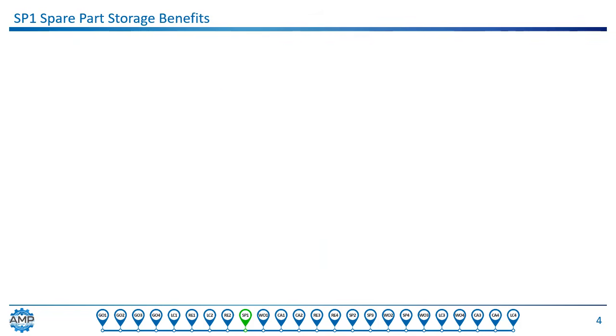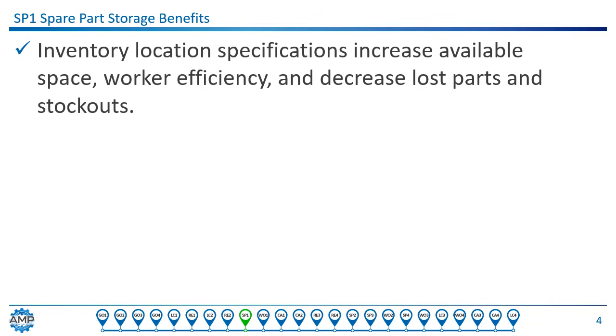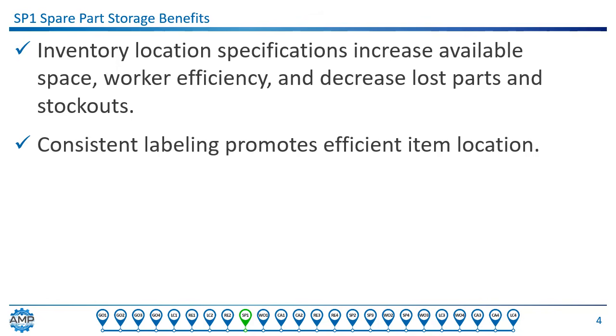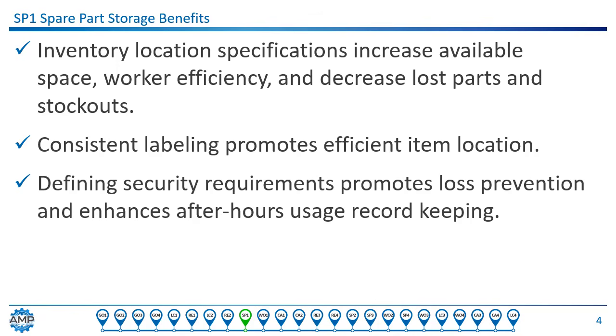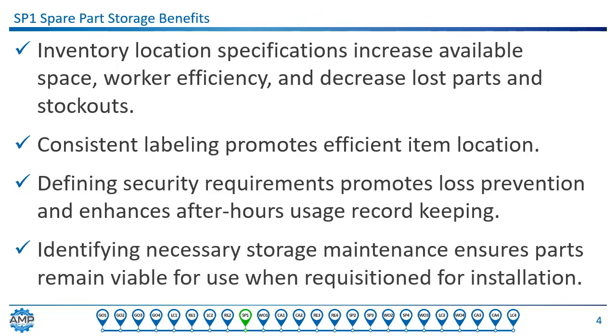Spare part storage provides us with several benefits. Having rules around where and how spare parts are stored increases available space and worker efficiency, while decreasing lost parts and stockouts. Consistent labeling promotes efficient item location. Defining security requirements promotes loss prevention and enhances after-hour usage record keeping. Identifying necessary storage maintenance ensures parts remain viable for use when requisitioned for installation.